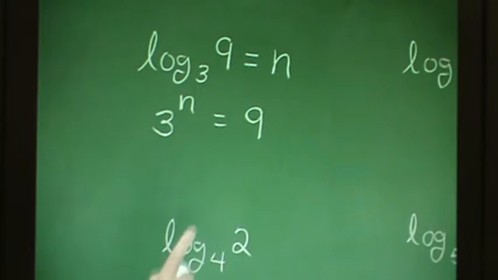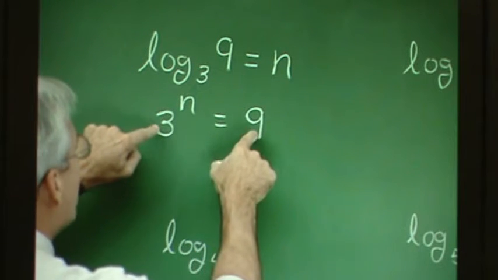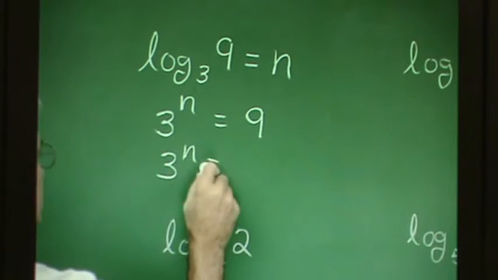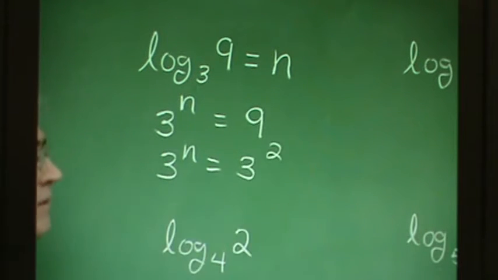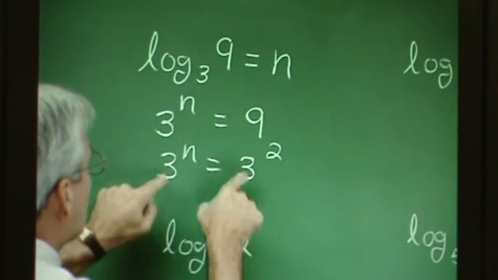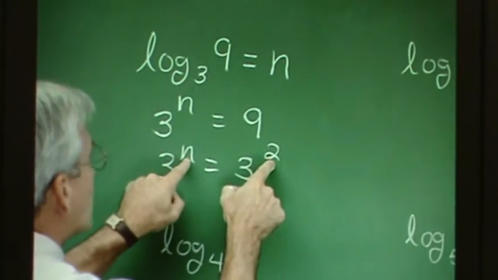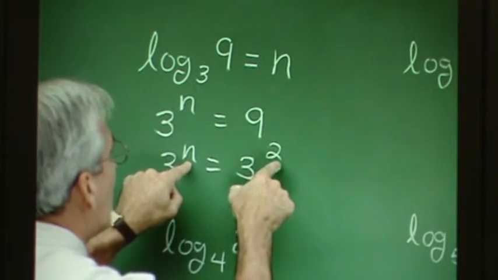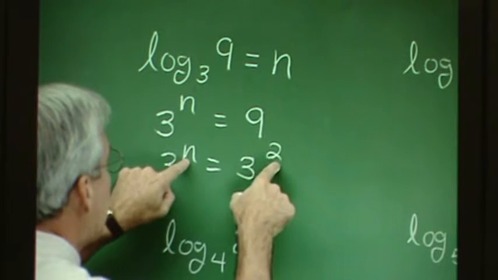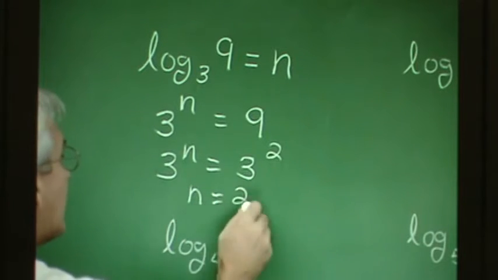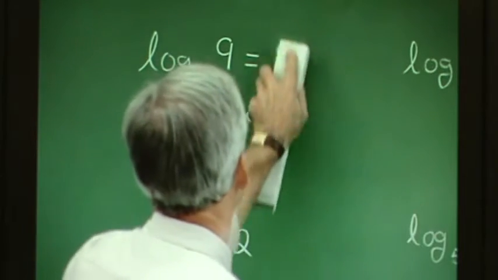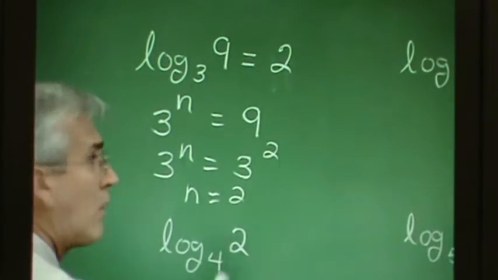And now the trick is to cause the bases on both sides to be alike. We can write 9 as 3 squared. Now, when in an equation the bases are alike, we can set the exponents equal to one another. We jump into the exponential world by using that technique. So bases are alike, n then is equal to 2. And if n is 2, this n is replaced with 2, so we can go up here and say this is equal to 2. We're just verifying what we thought before.